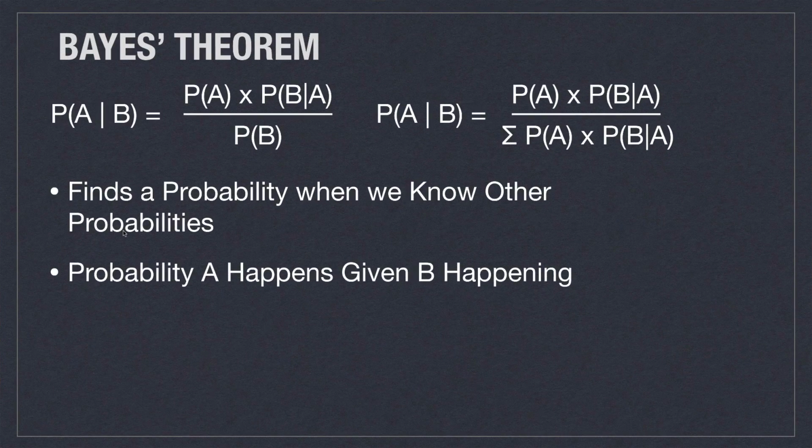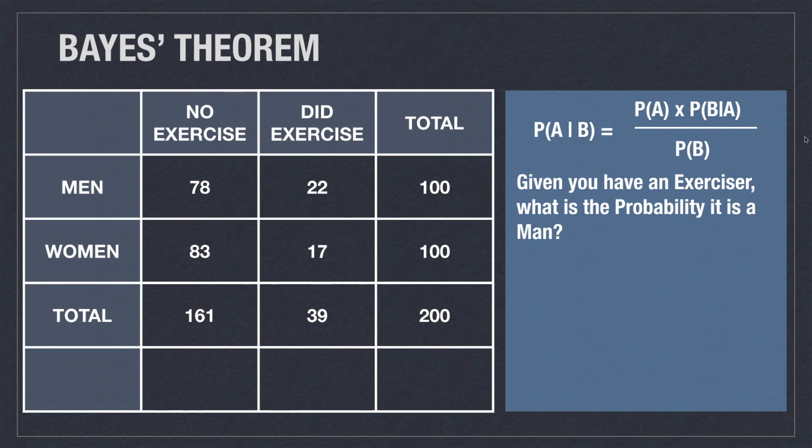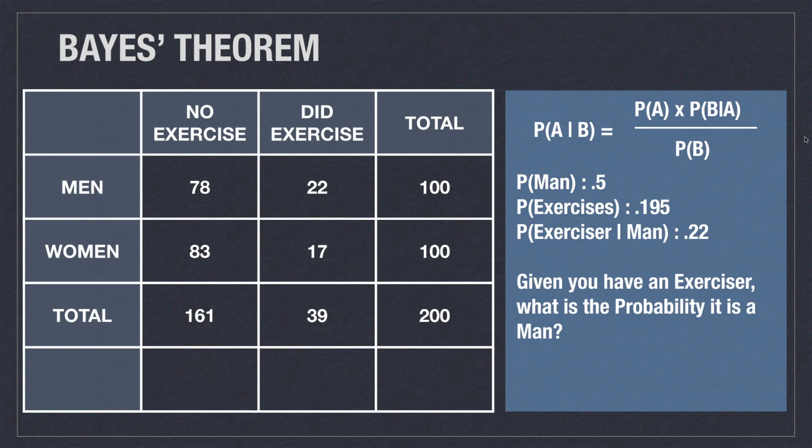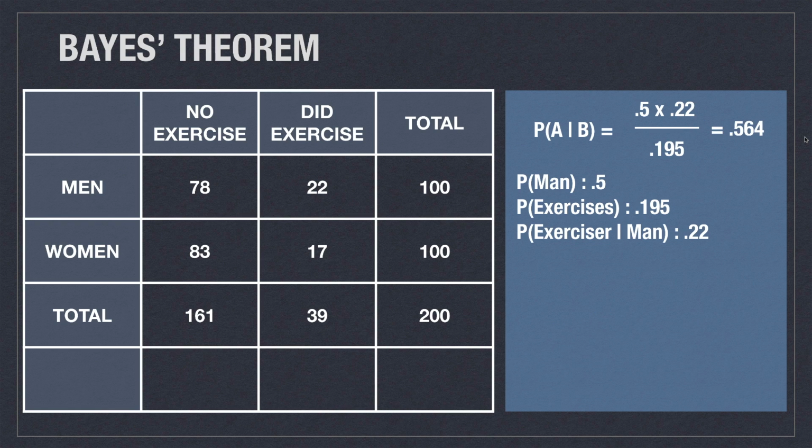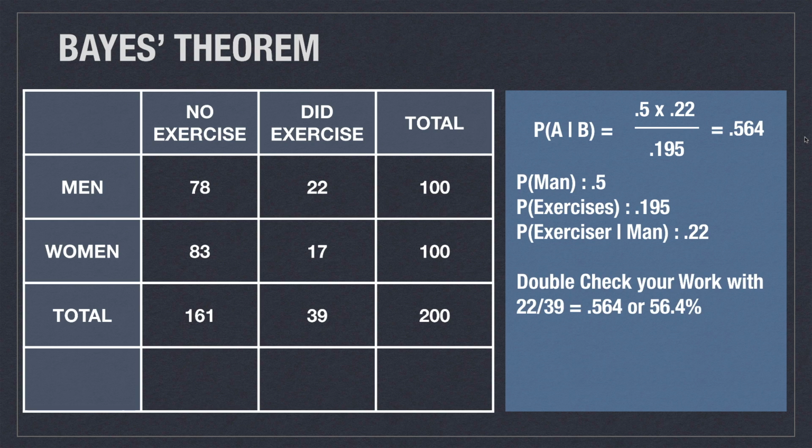Now, Bayes' theorem is going to be used to find a probability when we know other probabilities. And it comes in two forms, both of which I will demonstrate. Here's one form, here's the other form. Here, I'll find the probability that if I know I have an exerciser, meaning a person that exercises, what is the probability that they are a man? Now, I'll take the data from our chart, and then I plug it into Bayes to get a result of 0.564. And then I can double check my work by finding my results equal 22 over 100.